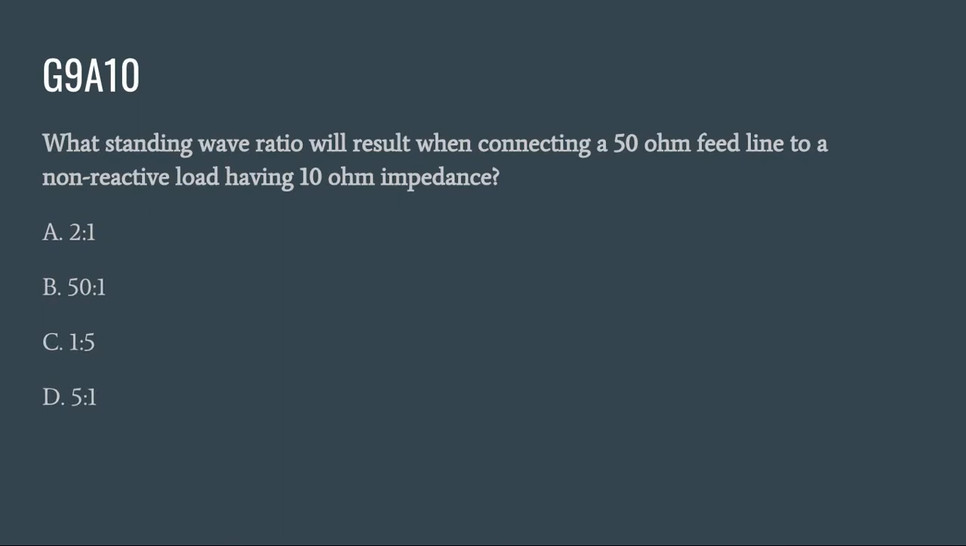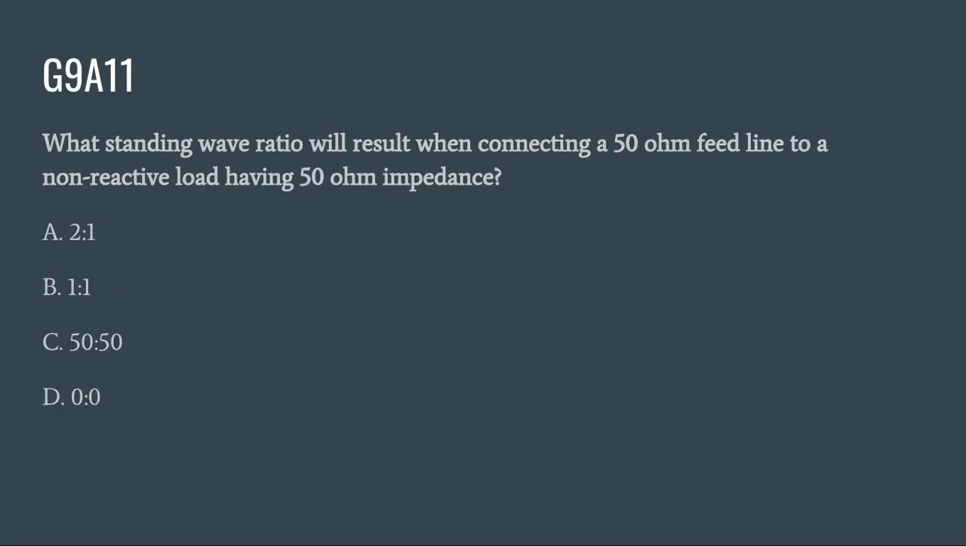G9A10, what standing wave ratio will result when connecting a 50 ohm feed line to a non-reactive load having 10 ohm impedance? A. 2 to 1, B. 50 to 1, C. 1 to 5, or D. 5 to 1. Correct answer would be D. 5 to 1.